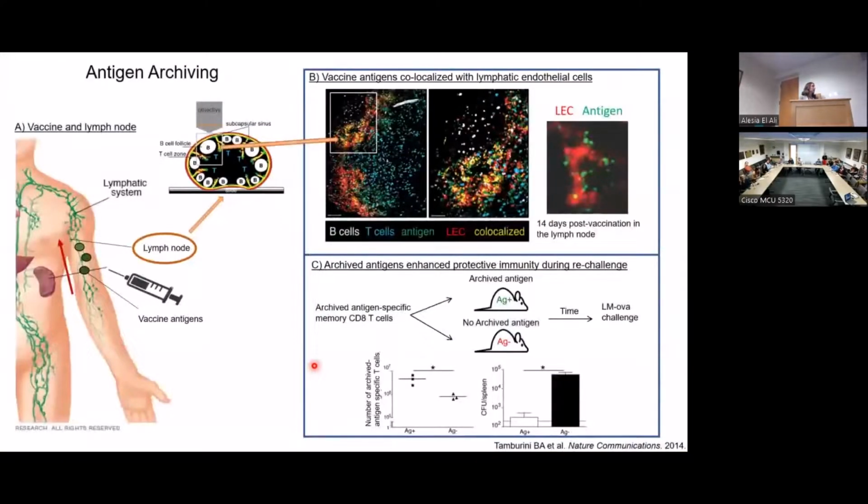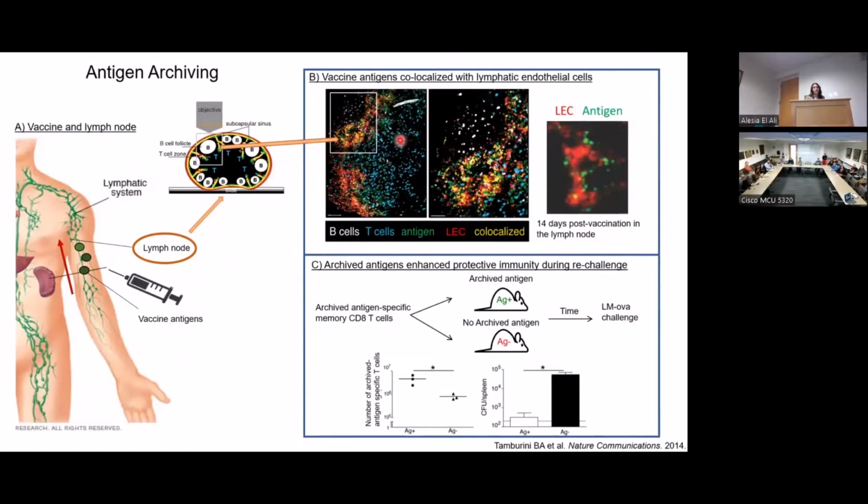Way back when I was a postdoc, we discovered this process that we termed antigen archiving. What we found is that following the injection of a vaccine antigen into the skin or into the muscle, the vaccine antigen drains to the local lymph node. Upon entry into the local lymph node, the lymphatic endothelial cells, which line the outside of the lymph node and branch into the center of the lymph node, shown here, acquire these foreign vaccine antigens. And they stay within these lymphatic endothelial cells for a long period of time. We'll talk about how long they actually stay in some later slides.